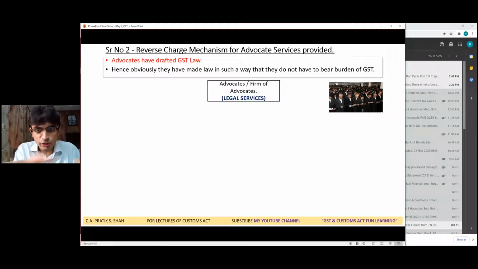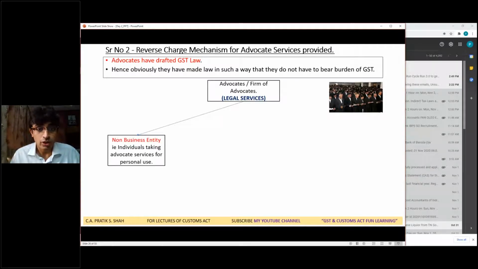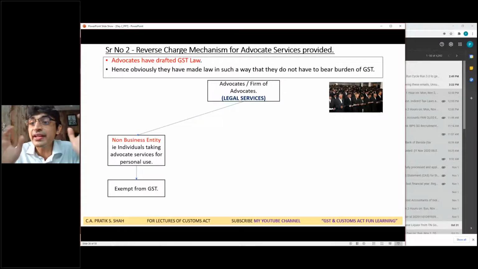I repeat, if you want some advice from an advocate for your residence, not office, a personal purpose, then an advocate is giving service to you for a personal residence, non-business purpose. Suppose I charge you 5,000 rupees. Whatever amount I collect, such amount is exempt under GST.